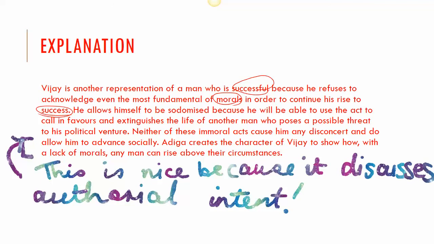Adiga creates the character of Vijay to show how, with a lack of morals, a man can rise above their circumstances. Right, so can you see how that really keys into the question? Okay. Now, this is a really great explanation, not just because I wrote it, but also because it discusses authorial intent.